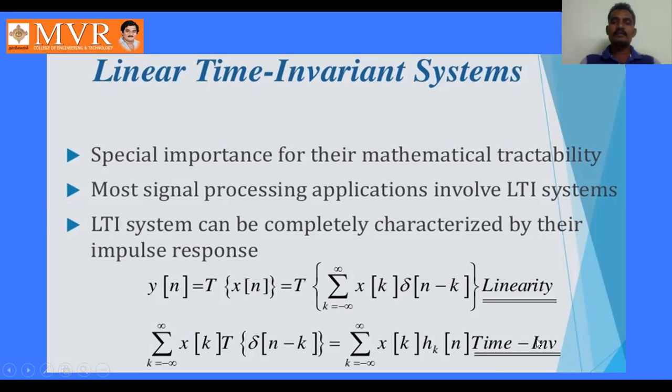Next, the time invariant principle is sigma k equal to minus infinity to infinity x of k into the transformation of delta of n minus k, which is equal to sigma k equal to minus infinity to infinity x of k into hk of n. Here the transformation of delta of n minus k can be represented as hk of n. This is the time invariant equation.